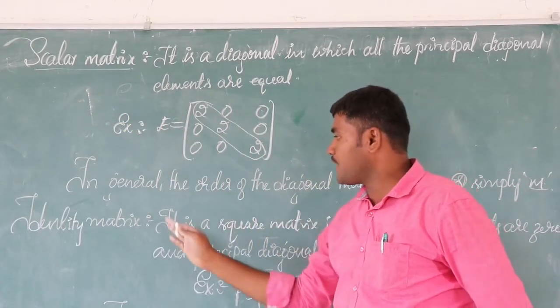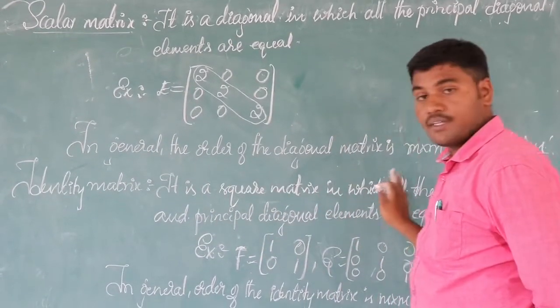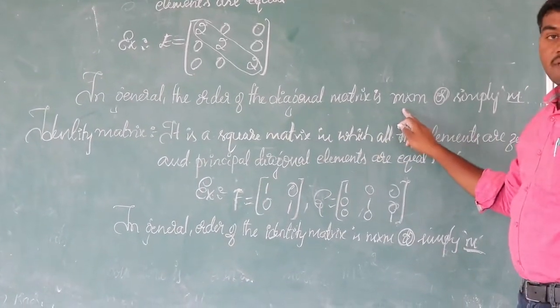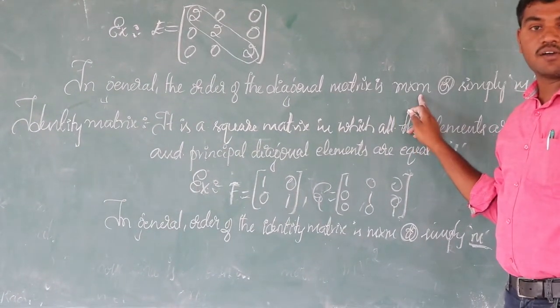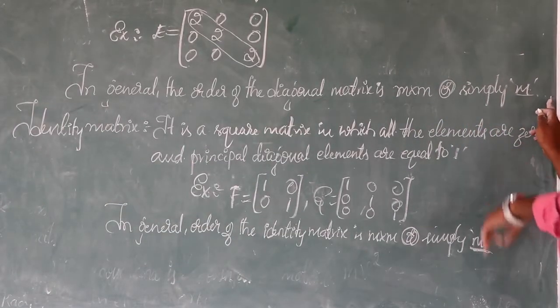Now come to the next one. In general, the order of the scalar matrix is given by m by m. M indicates rows, m indicates columns. So simply it can be termed as m order matrix.